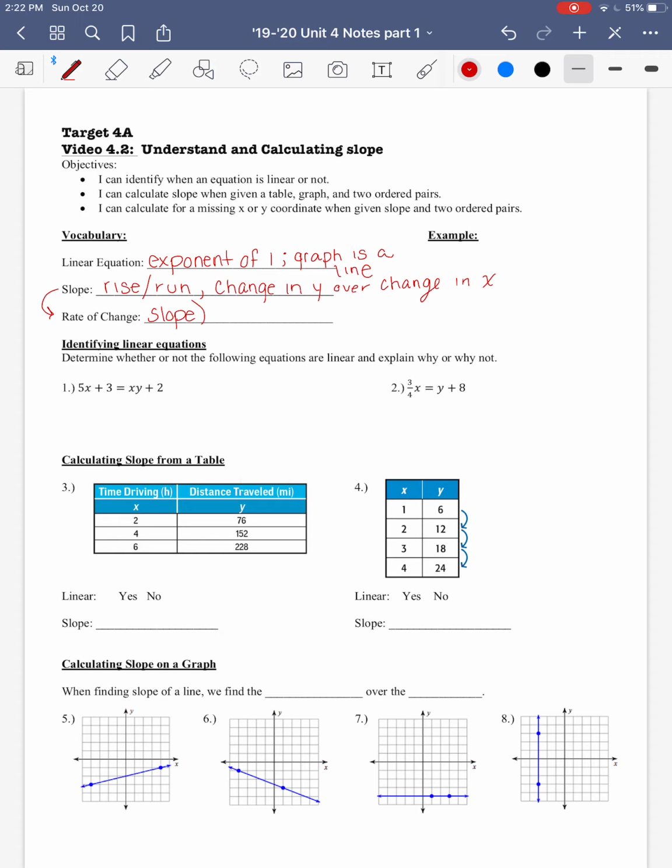However, now we're talking about the change in your dependent variable, so it's your y (maybe I'll put that in parentheses, your y value), all over the change in your independent.